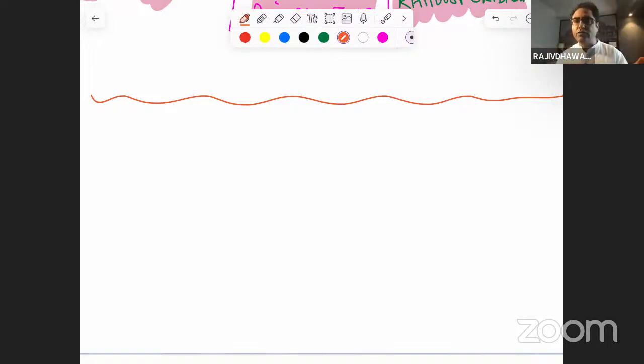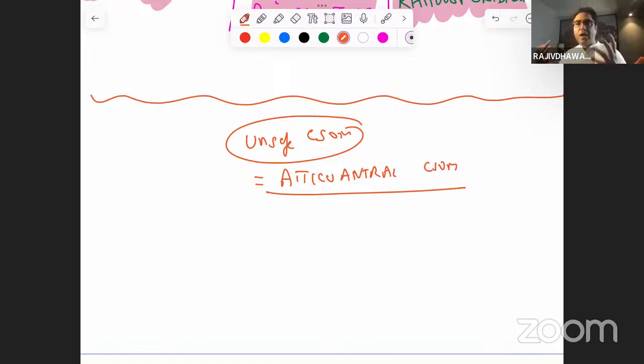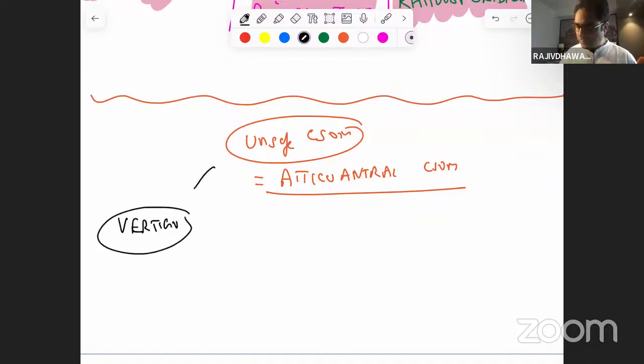Chronic foul-smelling ear discharge is a diagnosis of unsafe CSOM, also called atticoantral CSOM. Atticoantral means the cholesteatoma, which has got bone eroding property. So chronic foul-smelling ear discharge has unsafe CSOM as a diagnosis. Chronic foul-smelling ear discharge with vertigo: if vertigo happens in this patient, beta, then think about labyrinthine fistula of lateral semicircular canal.